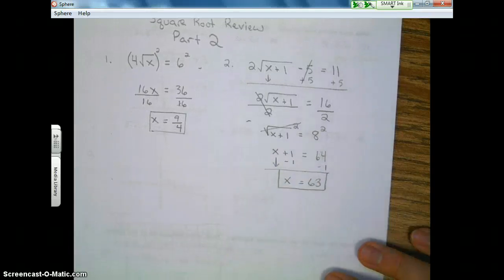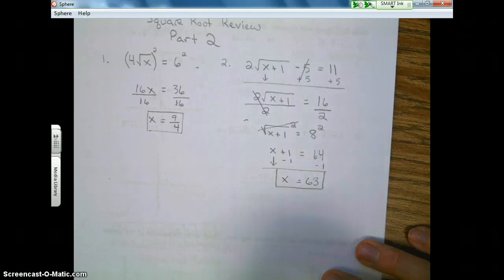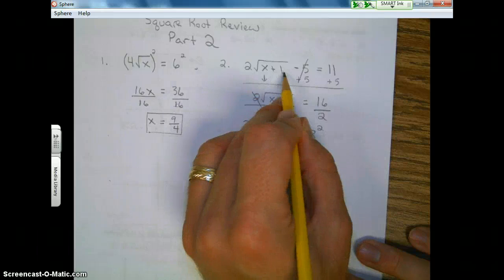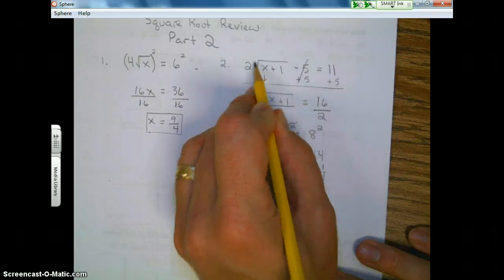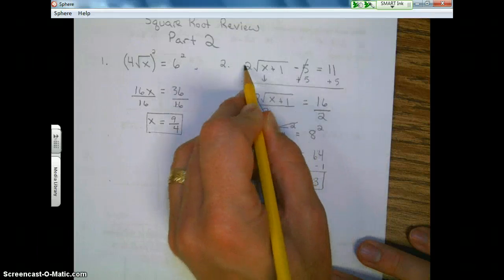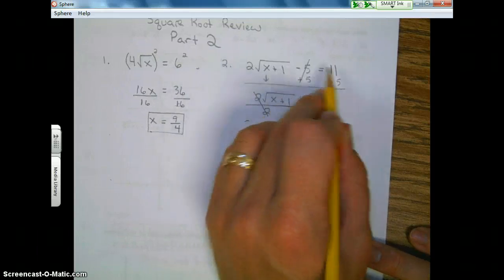And we have our answer. Remember, you can always plug your answer back in and check your work. 63 plus 1 is 64. The square root of 64 is 8. 8 times 2 is 16. 16 minus 5 is 11.